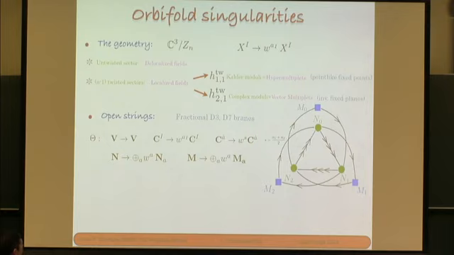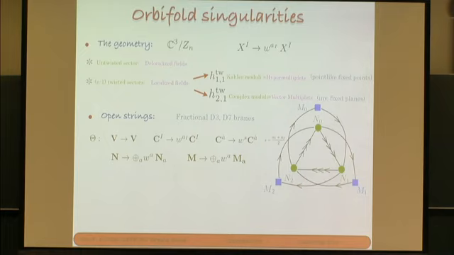The only point I want to make is that you can compute the spectrum of this theory starting from the spectrum in flat space. You just decompose the total number of branes into some number of branes NA, each transforming with some phase.